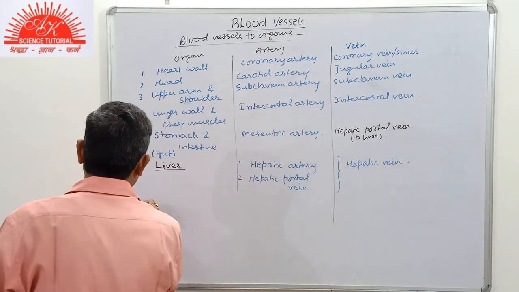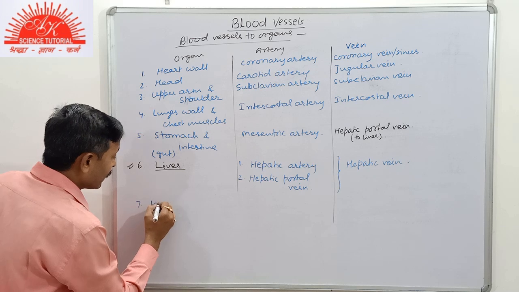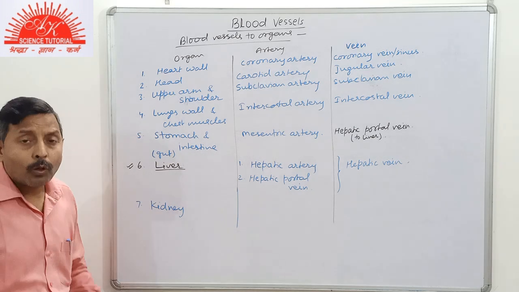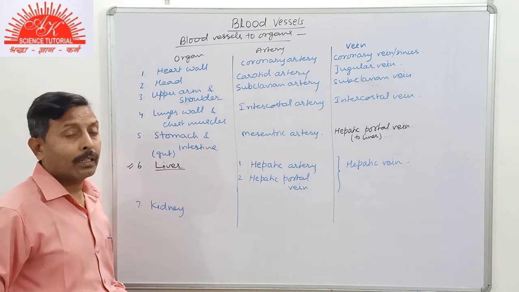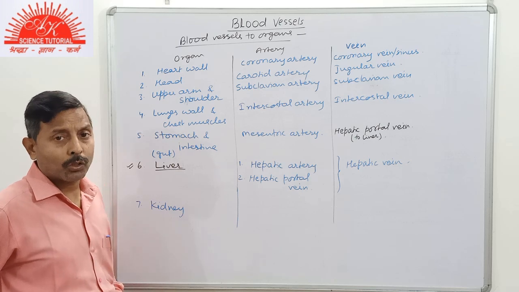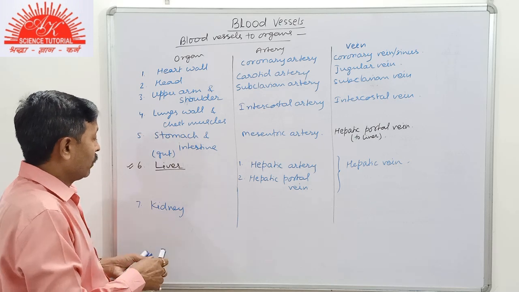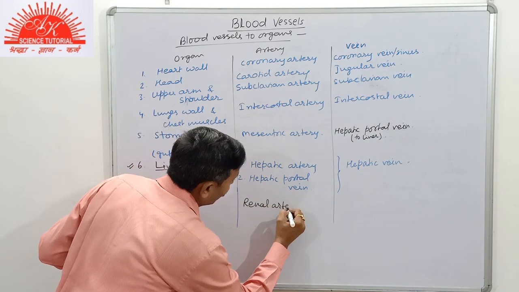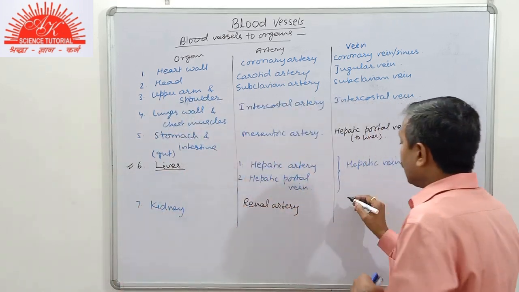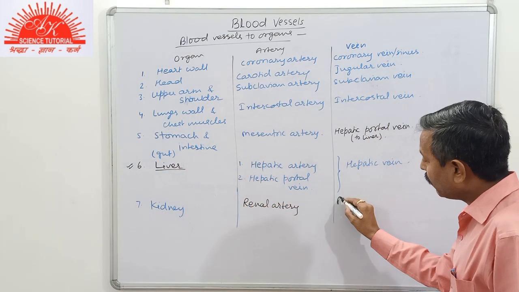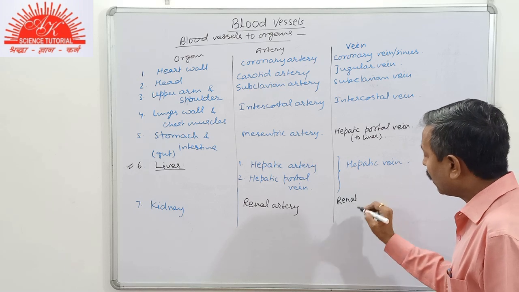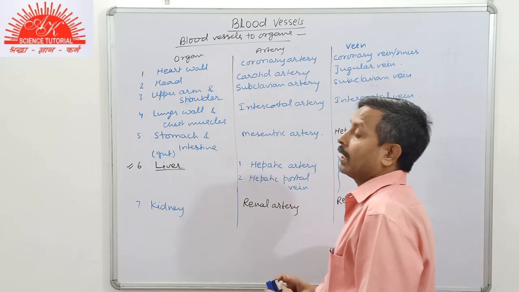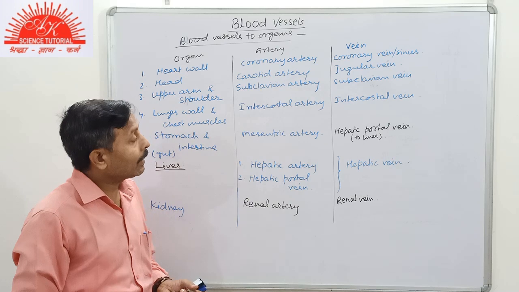And finally, the last structure which we will study here, that is the kidney. Although in the lower part of the body also the blood vessels are going, like femoral artery, iliac artery, and so on, but we have to study up to this part only. So the kidney, it is renal artery, and from here deoxygenated blood, fresh blood will be returned back to the heart through renal vein. So these were the important blood vessels which are required to be labeled and answered.